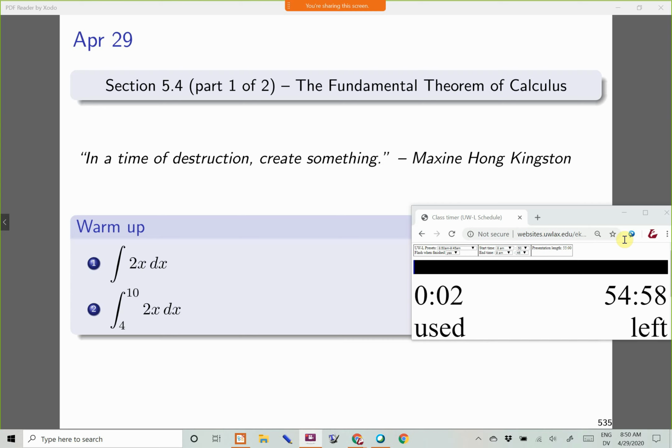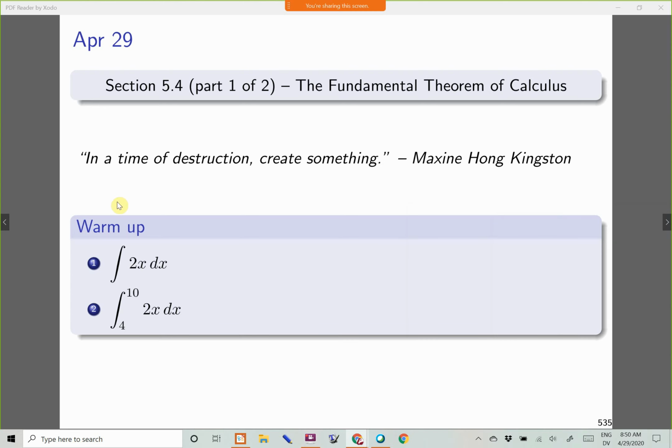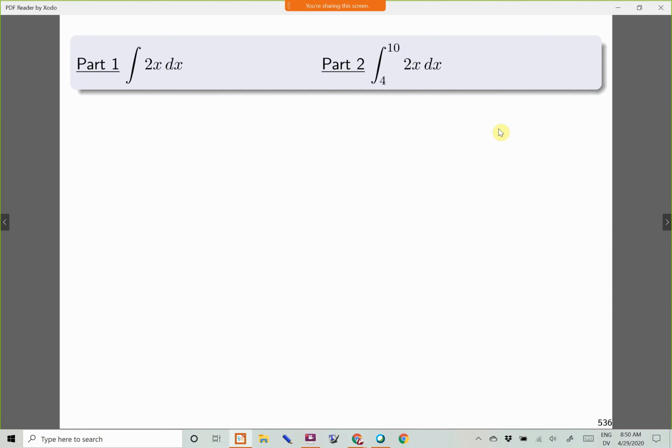Okay, let's take a moment to look at these warm-ups first. I've got the indefinite integral of 2x dx, and then the definite integral of 2x dx from x starting at 4 and x ending at 10. So these questions are related somewhat. I wanted to fit this all on the slide. You'll see why in a moment.